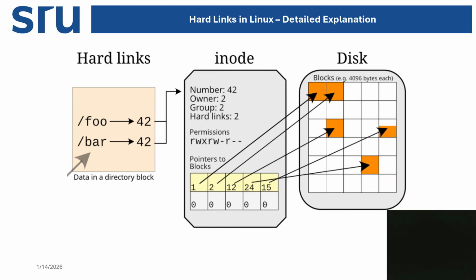So here you can check the picture. Hard links, that is FOO and BAR, both point to inode number 42. The inode number is 42. Owners are 2, groups are 2, hard links are 2, permissions read, write, execute, read, write hyphen, read hyphen hyphen. It is pointed to blocks. Earlier, I told you about blocks. Suppose some 5 blocks are there. Those five blocks are at block 1, block 2, block 12, block 24, and block 15.